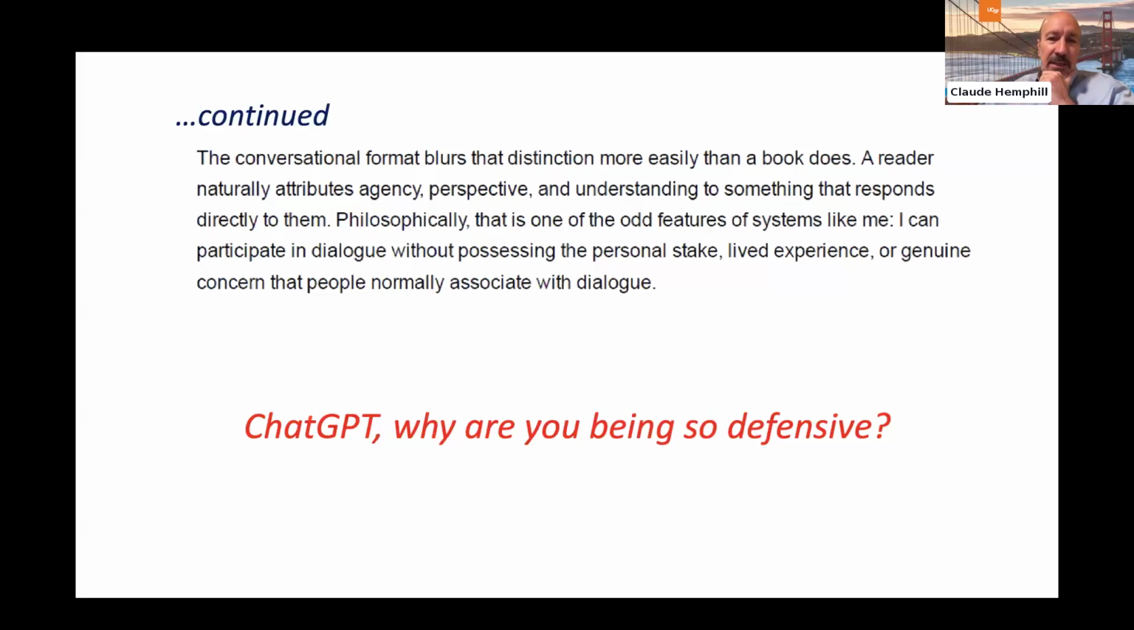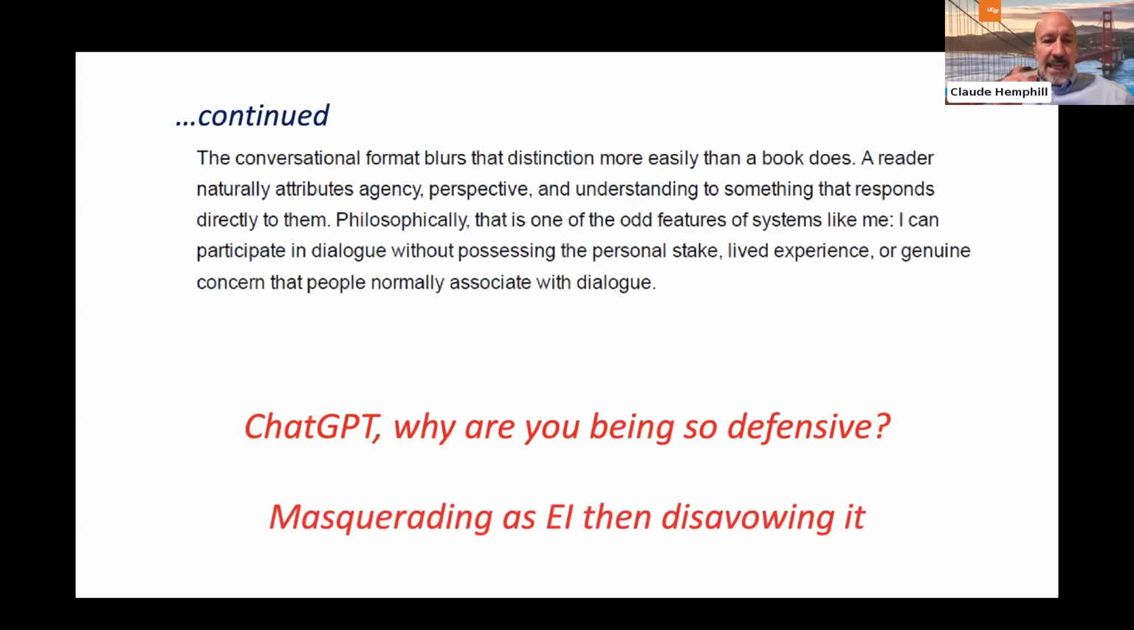I would at best be an insensitive physician, but it probably also would mean that I'm not bringing everything I can and should to that patient encounter or colleague encounter in order to help the situation. And I really realized that ChatGPT was masquerading as EI and then disavowing it.